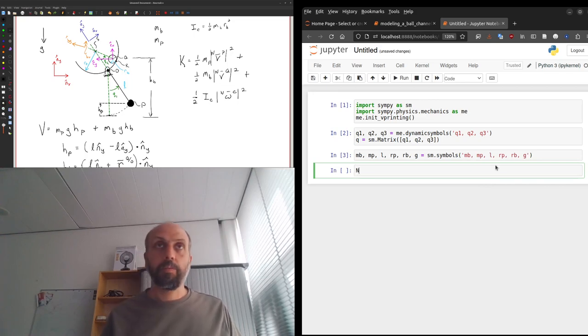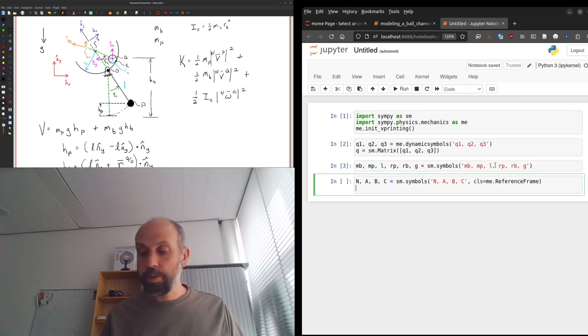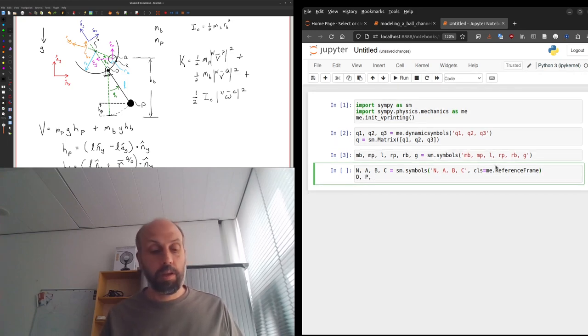And some reference frames. So we'll do N, A, B, C equals sm.symbols, N, A, B, C, and each will be a me.ReferenceFrame. Also want to create all these points. We've got O, P, Q, R, S. That'd be useful to us. O, P, Q, R, S, and they will be points.